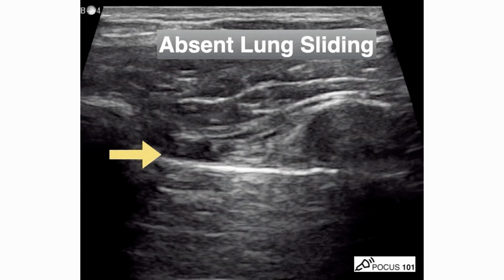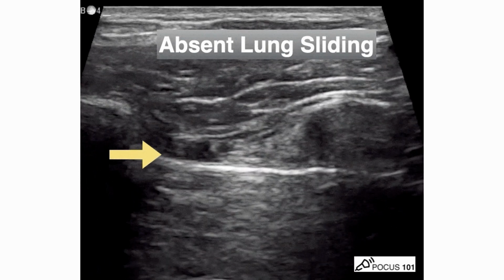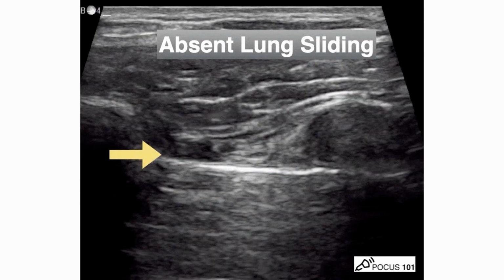And here on a lung ultrasound, we see absent lung sliding. So no ants marching. In the right setting, this would be concerning for pneumothorax.